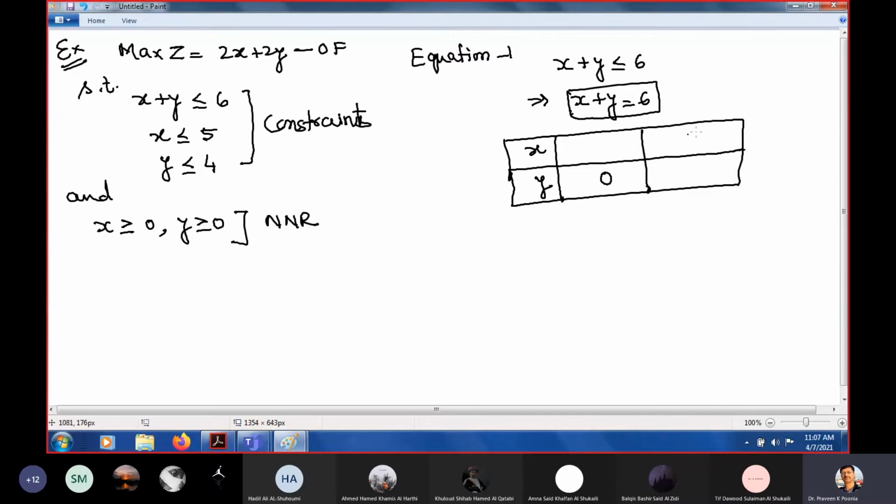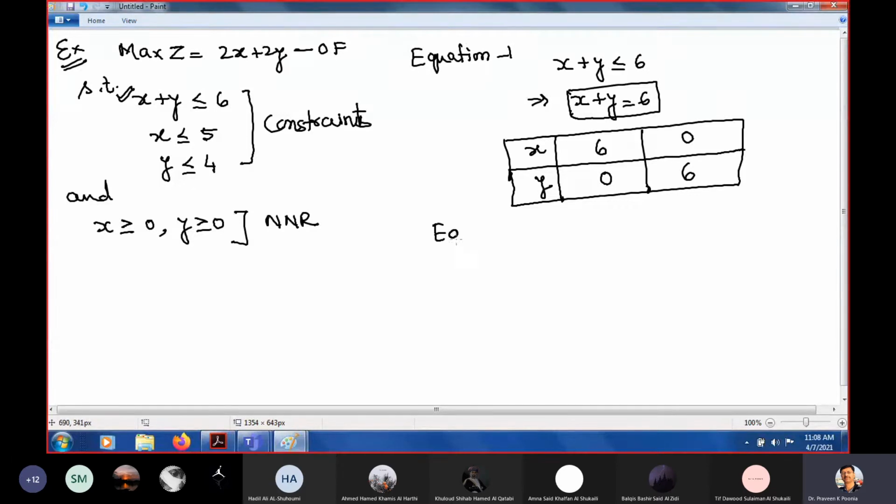Here the value of y is 0, here the value of x is 0. Now please tell me, if y is 0, what is the value of x? 6. And if x is 0, what is the value of y? 6. Very good. So we solved this equation. The value of x is 6, y is 6.